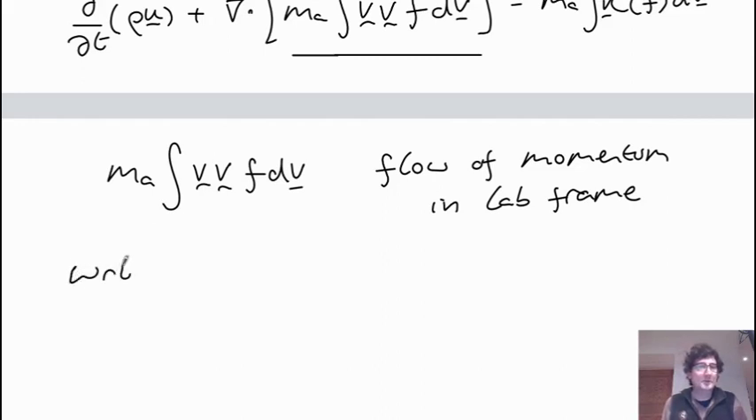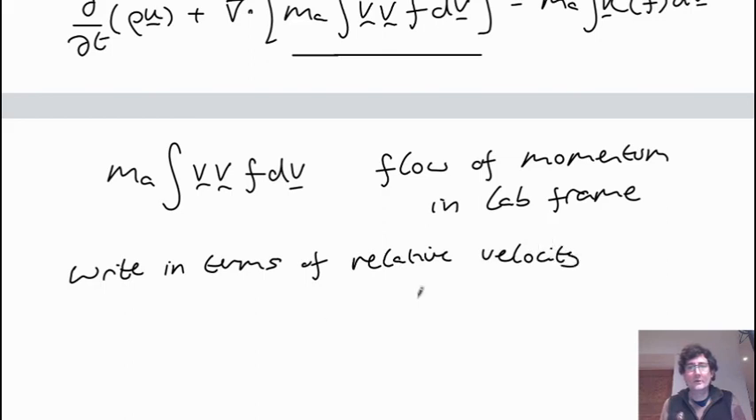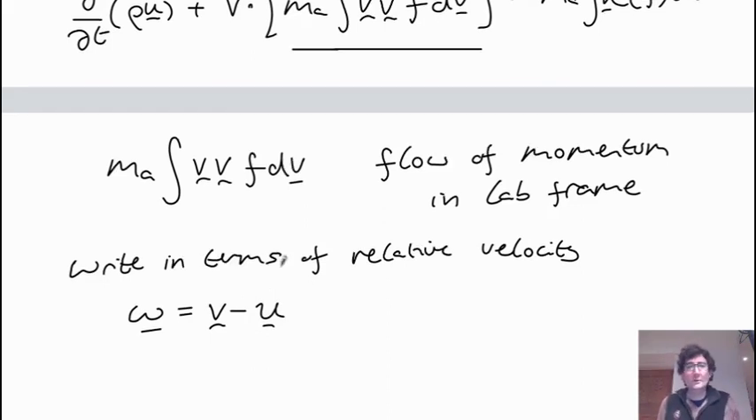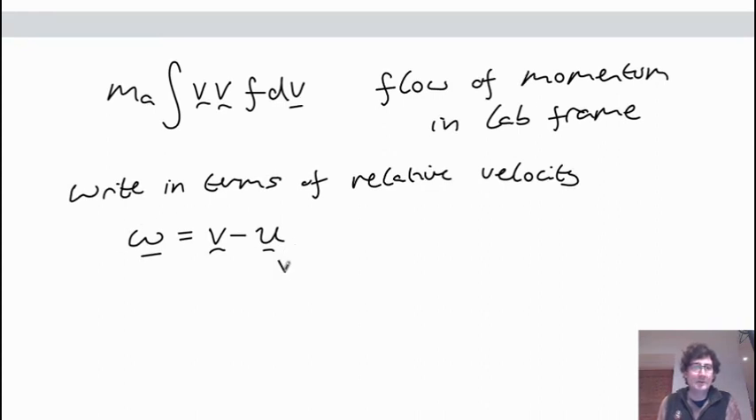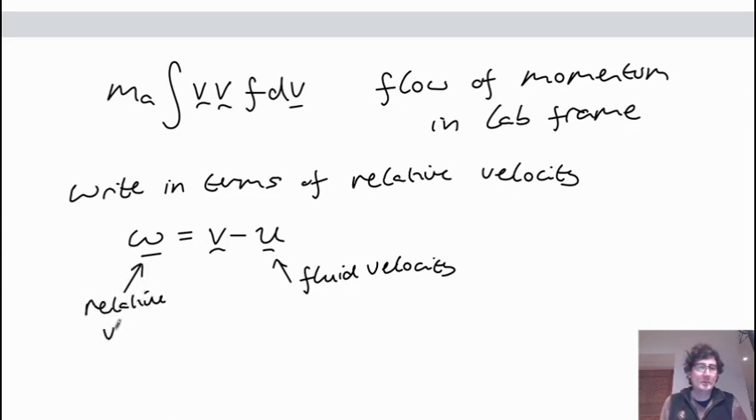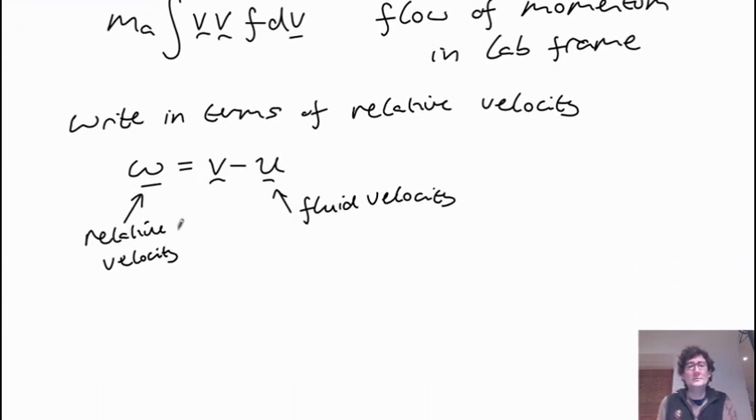Okay, so we can write it in a slightly more familiar way if we change the velocity coordinates. So if we write in terms of a relative velocity, we write that w is essentially the velocity v minus u, where u is the average velocity. So we move into the frame of the plasma, so that on average, the average of w is 0. So u is the fluid velocity, v is the particle velocity in the lab frame, and w is the relative velocity. So it's the velocity of the particle relative to the fluid. And so on average, the average of w is 0, averaged over all the particles.